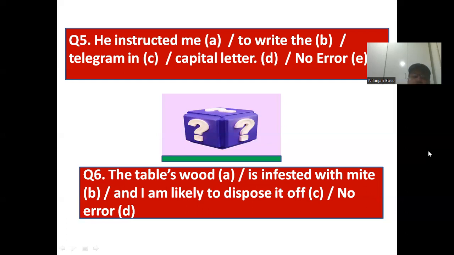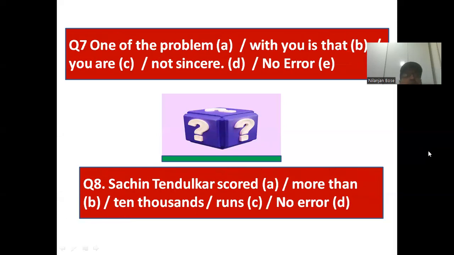So a rule says that. If you are sticking to the rules, it's very easy to identify in which part the error lies. And in the first part, the error lies. It should be the wood of the table. Let us move to question number 7.